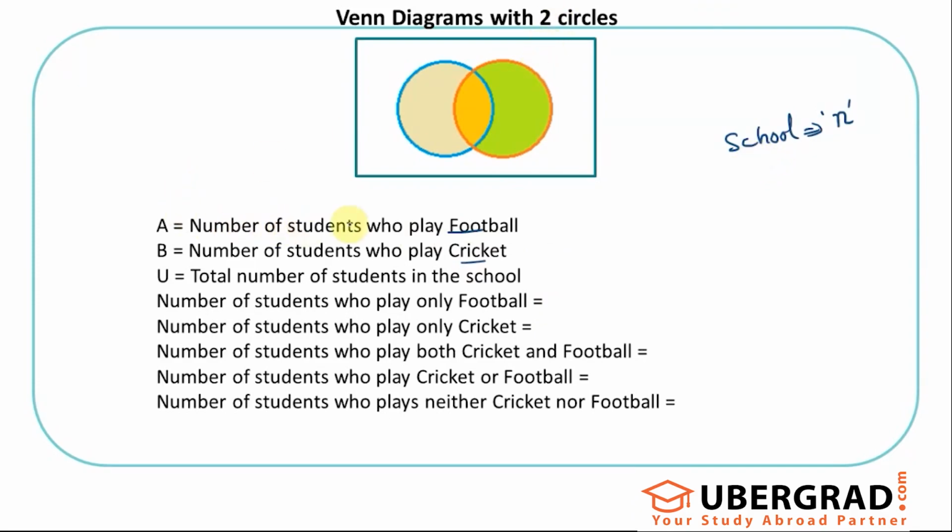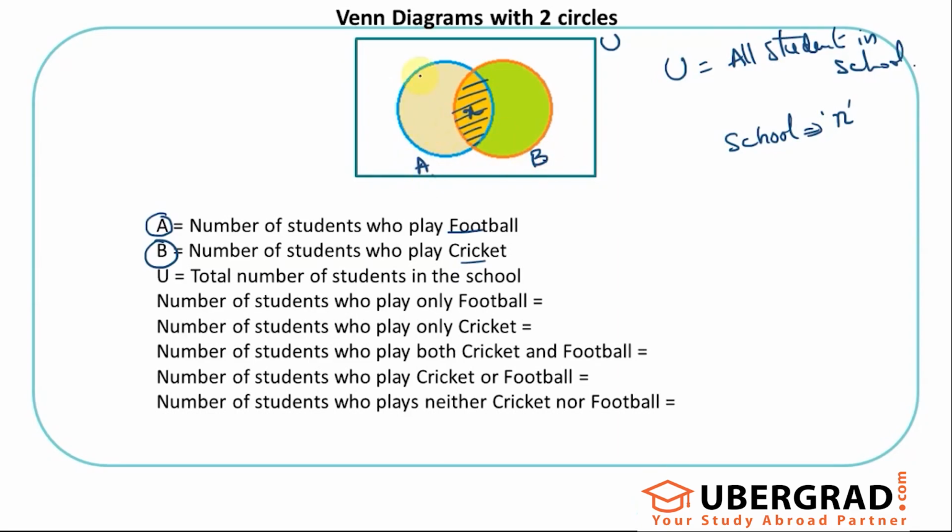All the students who play football, I call that set A. All the students who play cricket, I call that set B. Let's assume this blue is set A and the red is set B. So this is the universe. Universe is basically all the students in the school. I am expecting there will be some students who will play both. This zone, I am calling it X.